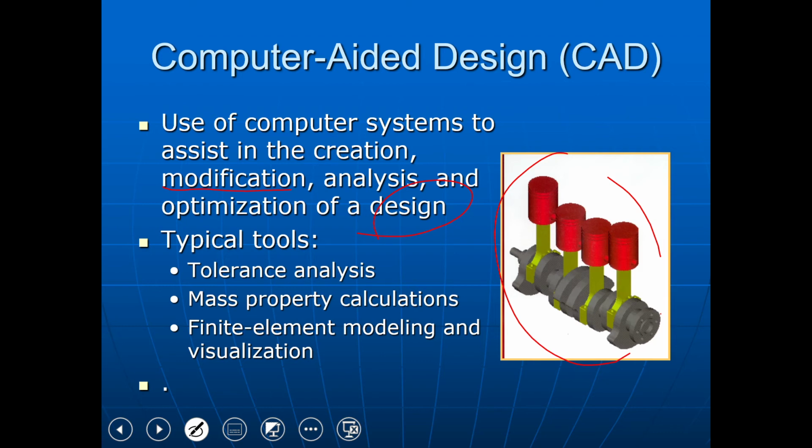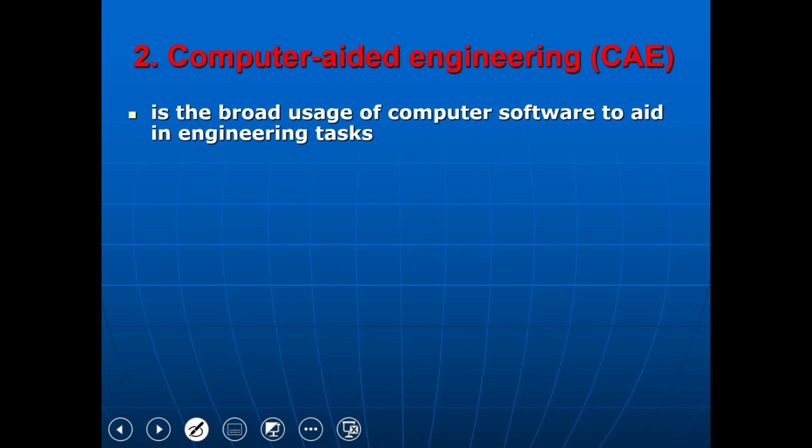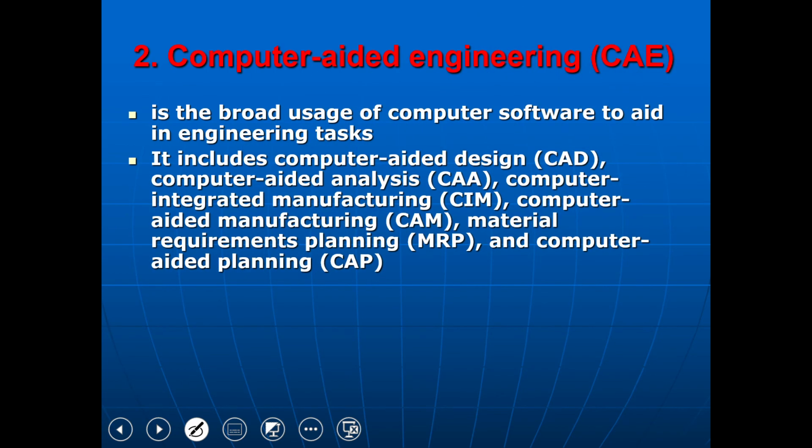And then typically we also do tolerance analysis, mass property calculation, and then finite element modeling and visualization analysis. They have these tools. And then CAE, computer aided engineering, is the broad usage of computer software to aid in engineering tasks. It includes computer aided design, computer aided analysis, computer integrated manufacturing CIM, computer aided manufacturing CAM, material requirement planning MRP, and computer aided planning. So they include all of these.